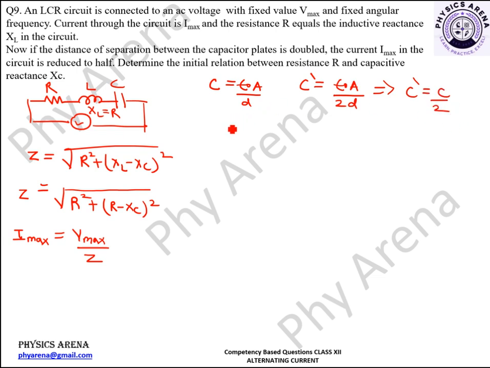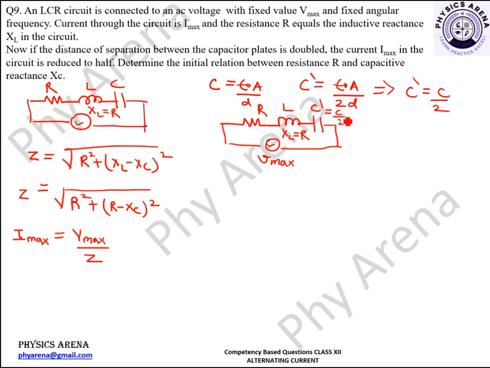So we can make the circuit with R, L, and C dash, that is equal to C by 2, and they all are connected to an AC source with maximum voltage Vmax. And again, XL is equal to R only.